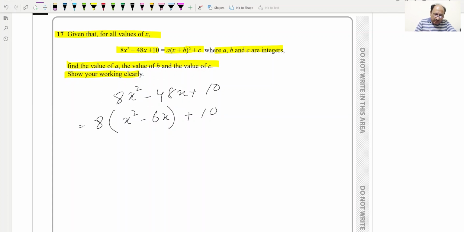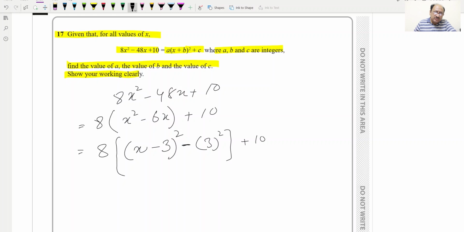Hopefully you understood this. Next step, what we'll be doing, we will be writing the completing square, and this technique is we will be writing x and copy sign this minus, so we'll write minus, and 6 divided by 2 will be 3 and square, and this is minus sign, always minus sign, and whatever written here, this is 3, so 3 squared, bracket close, and last tail portion will be 10.